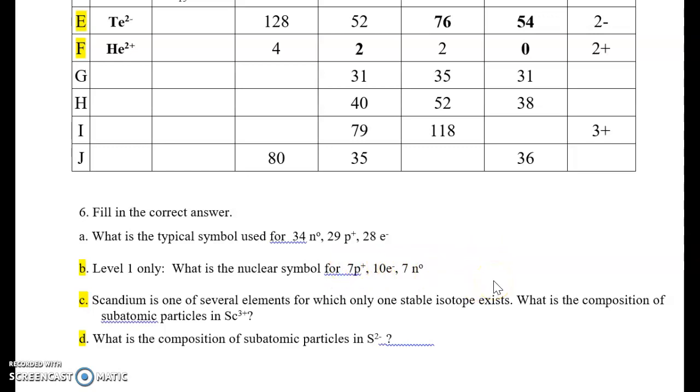So now we have to look for a charge, though, because this could be an ion, and it is an ion because the number of protons does not equal the number of electrons. So you see here there's 3 extra electrons, so that's why it has a charge of 3 minus.